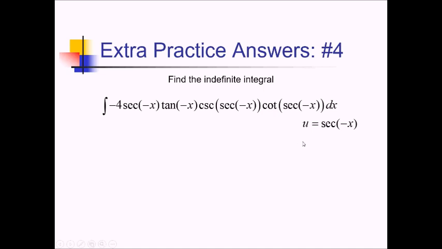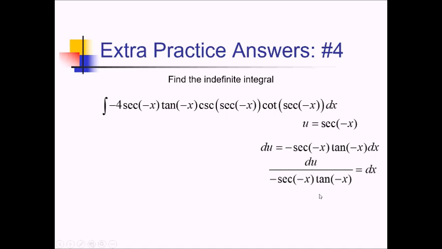If I take the derivative of this, I've got du equals, and now using the chain rule here, this is going to be negative secant of negative x, tan of negative x, dx. And then if I divide, I have du over all that stuff equals dx. Substituting back in, I can rewrite all of this as negative 4 secant of negative x, tan of negative x. That's still sticking around. But now we have cosecant of u, cotan of u, and instead of dx, we have du over that negative secant tan business.